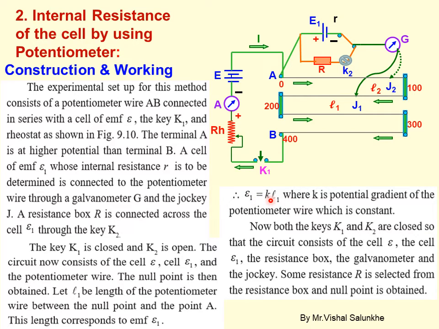So E1 is equal to KL1, where K is the potential gradient. This is the same as the last experiment, because the potential drop is directly proportional to L1. Clear? So I hope it is very clear to all students.